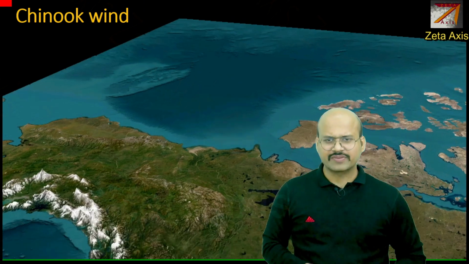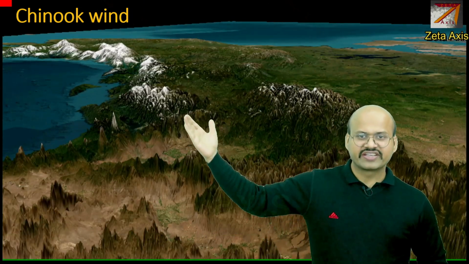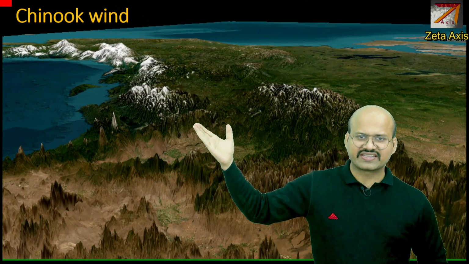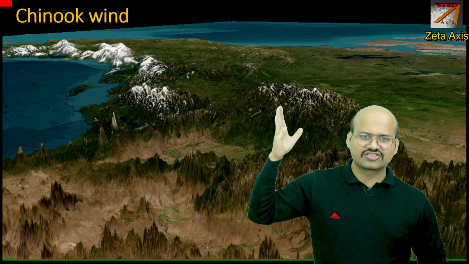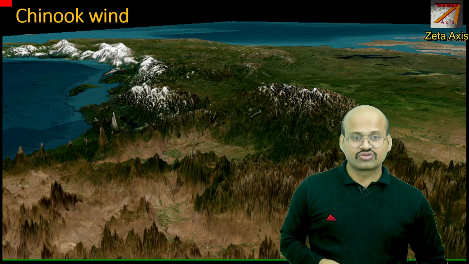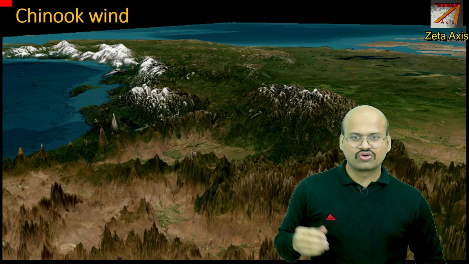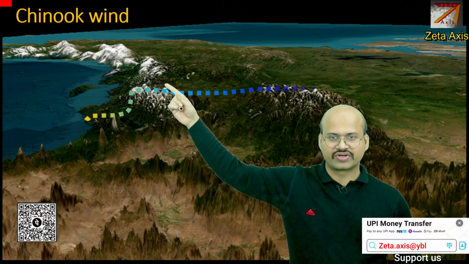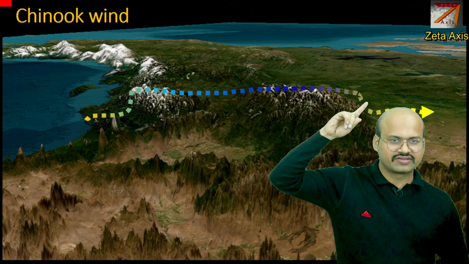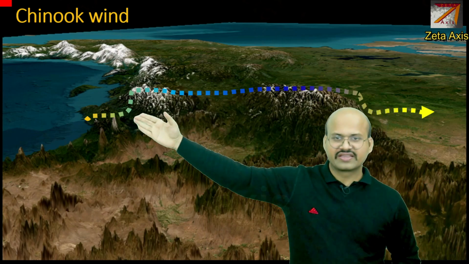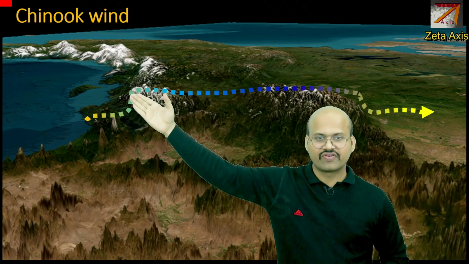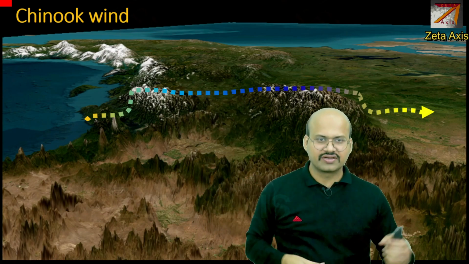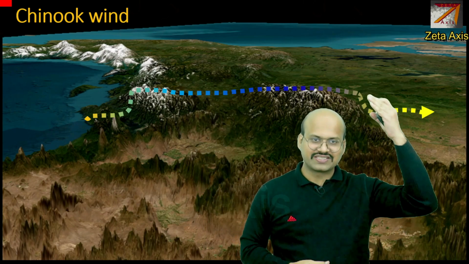If we see the landscape of this region, we can see that there is a continuous chain of mountains. These are the Cascade Mountains, there are some other mountains, and this is also the Rockies. So the air which is trying to cross them has to first rise over these mountains and then descend on this side. Here they are adiabatically cooled, they will give rainfall, there will be some snowfall in this region, but when they arrive here, you will see that they descend.